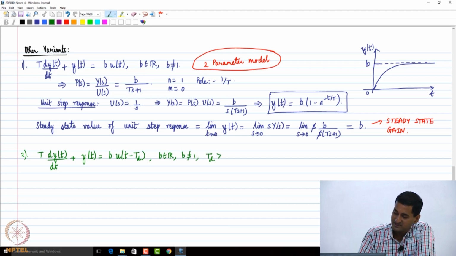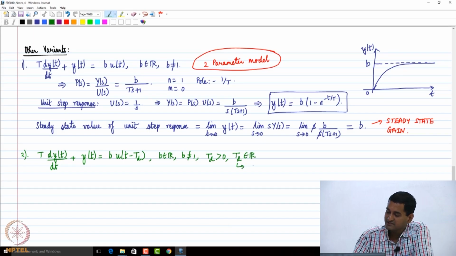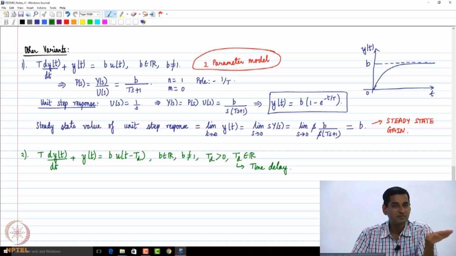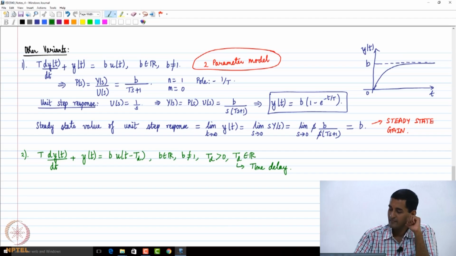Of course TD is a real number which is positive. So TD is the delay time, right? So we have already encountered what was time delay before, right? So that is, you give an input, output starts from 0 only after the interval of TD, right? So that's time delay, right?